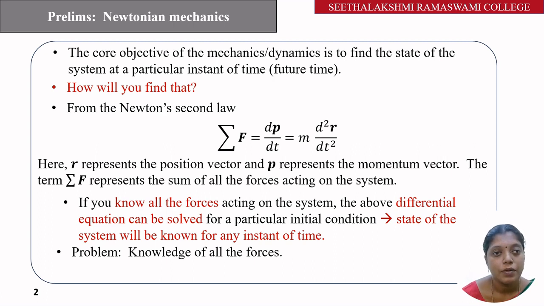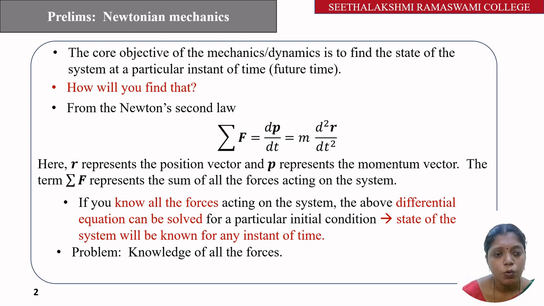Newton is the person who first gave the mathematical model for a mechanical system. That is through Newton's second law of motion, which gives a relation between the force and acceleration. This is ultimately a differential equation. By solving this differential equation, you will get r of t, that is the position vector r with respect to time.